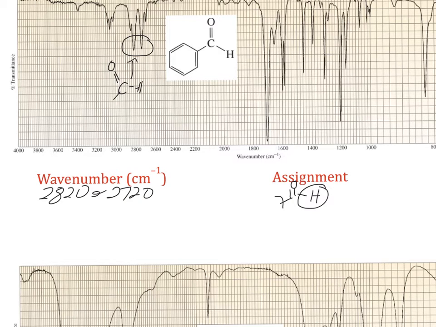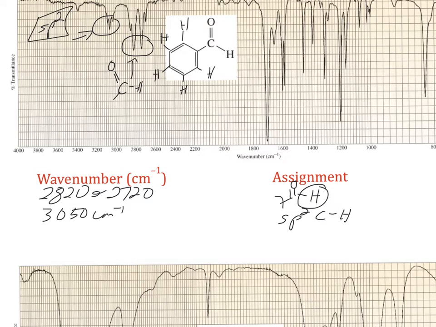The other thing you notice, we have some stretches up here that are beyond 3,000. So these would be 3050. And those are going to be my sp2 CHs. The benzene ring has sp2 CHs. Hydrogens off sp2 hybridized carbons. So sp2 CHs right there.